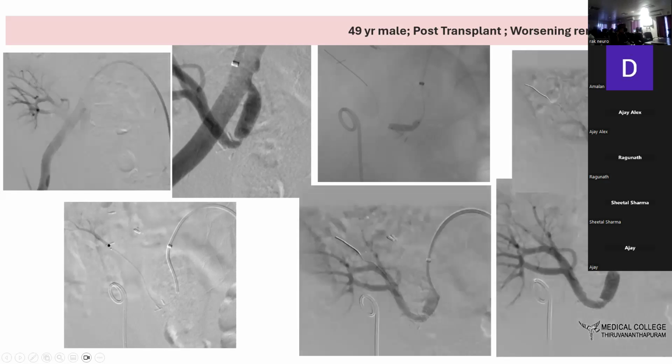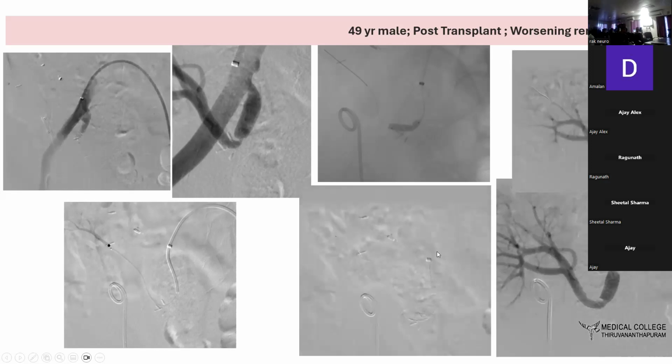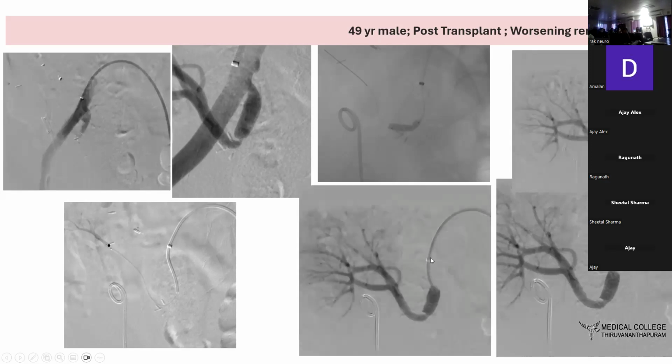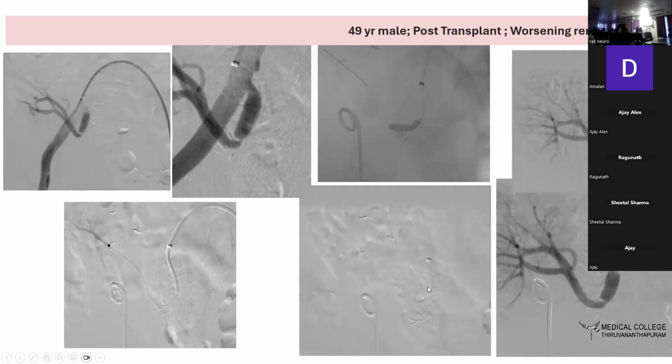So from here we have stented. Again we have used a 7 French Balkin sheath, a 6 French Balkin, and a 6 French guide catheter to get it across.